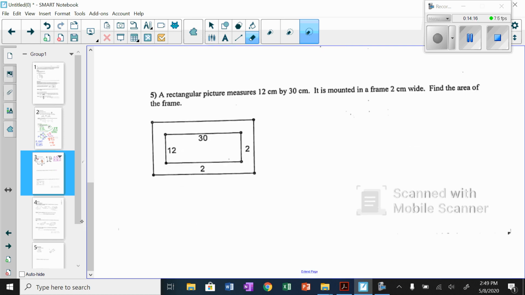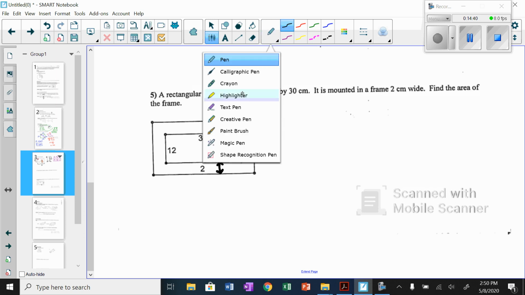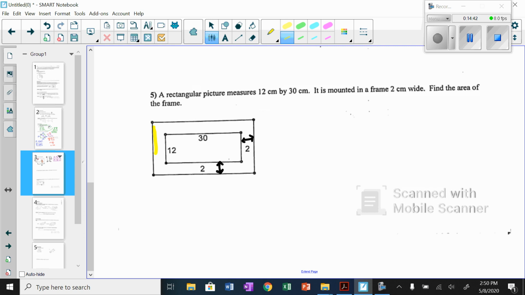Okay, a rectangular picture measures 12 by 30 centimeters. It is mounted in a frame 2 centimeters wide. Find the area of the frame. Okay, so this didn't come out very clearly. The 2 centimeters represents the distance from here to here and from here to here. That's what the 2 represents. So we want to find the area of the frame. When they're asking for the area of the frame, basically what I'm asking for is this yellow area right in here.